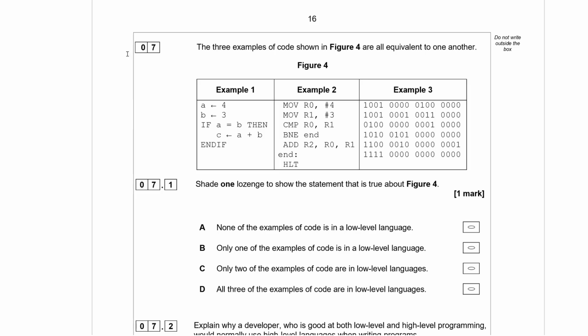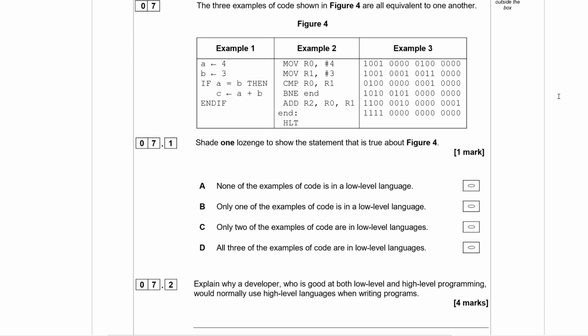Now, as we head towards the end of this paper, I've got a couple of questions left, I believe. We're now given 3 examples of code which we're told are all equivalent to each other, and we've got to answer just one question here on this code. So, which of these statements is true? None of the examples are in a low-level language, only one is, only 2 are, and all 3 are in low-level languages.